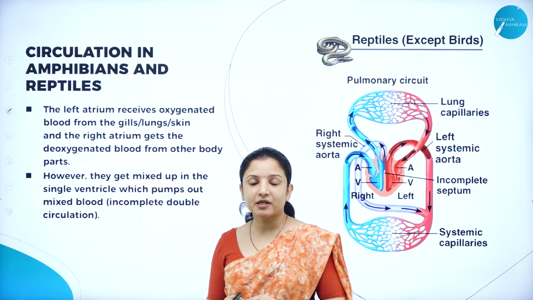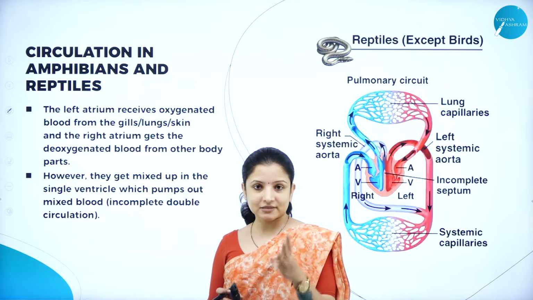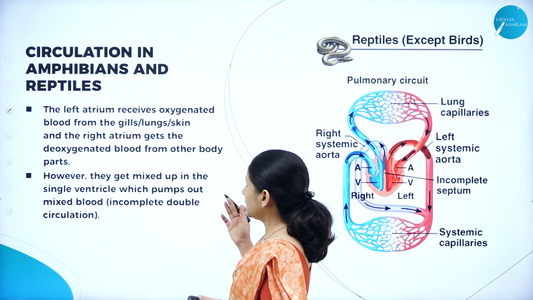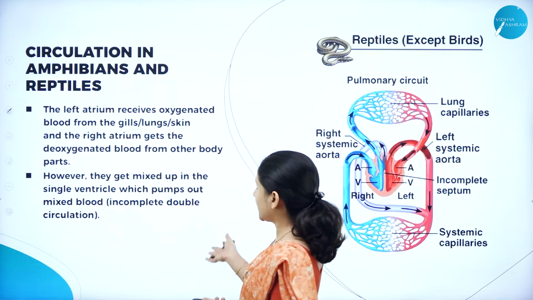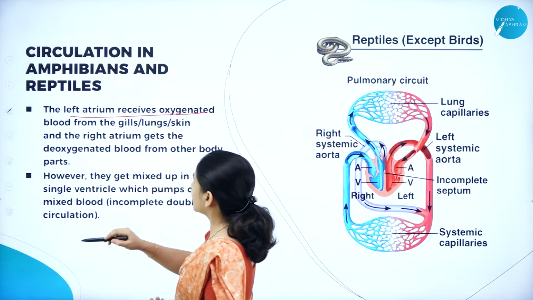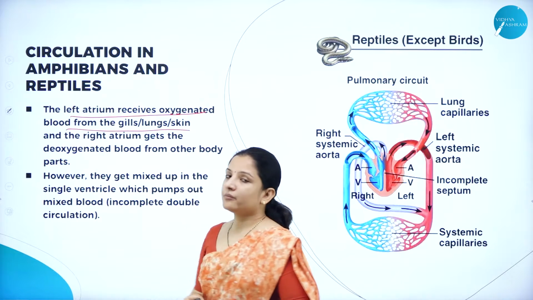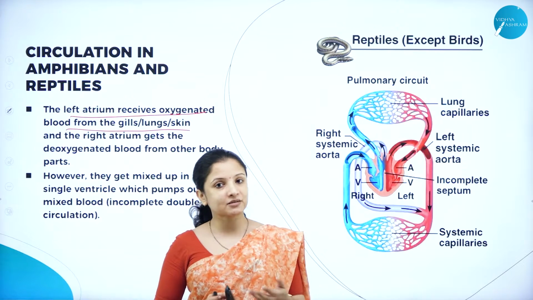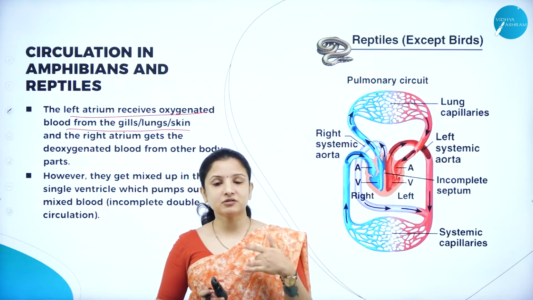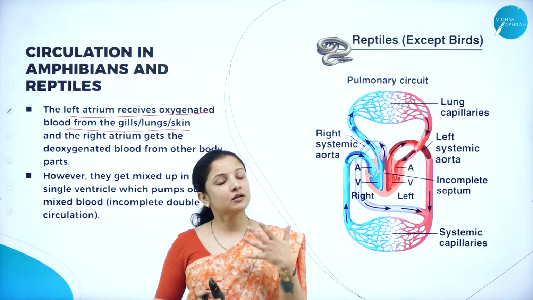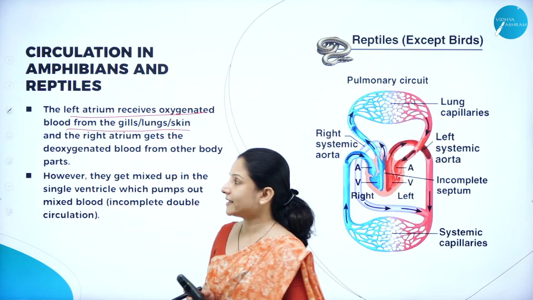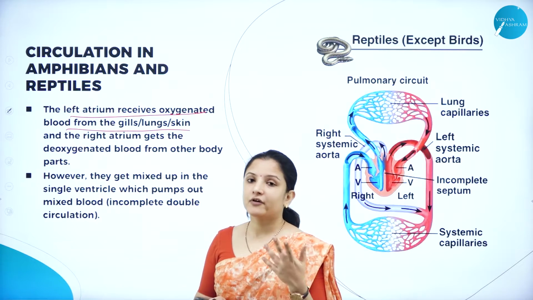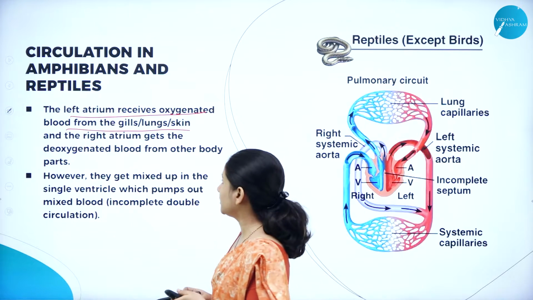In amphibians and reptiles, what is the number of chambers the heart has? It is 3-chambered, except in the crocodile, which is also a reptile, and has 4 chambers. Here the left atrium receives the oxygenated blood from the gills, lungs or skin, because amphibians, reptiles and all that are dwellers of both water as well as land, right? Most of them. All the amphibians are dwellers of water and land. Reptiles, most of them are dwellers of water and land as well. That is why their respiratory organs can be gills, lungs or skin. For example, frogs respire through skin. We have learnt about it, right?